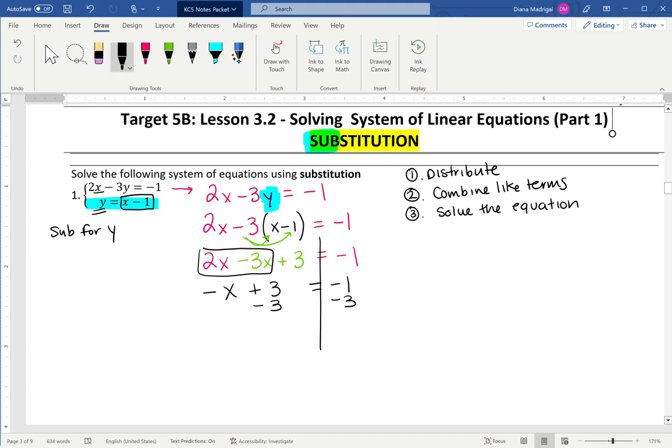Okay, so let me change my color pen here. So I know that this is another step. Negative 3, negative 3. Again, I get rid of this. I have negative x equals negative 1 with negative 3. It's going to be negative 4.